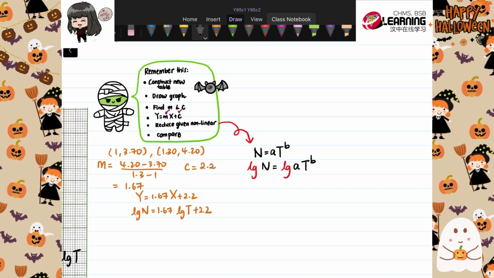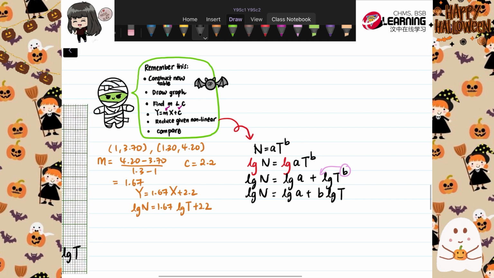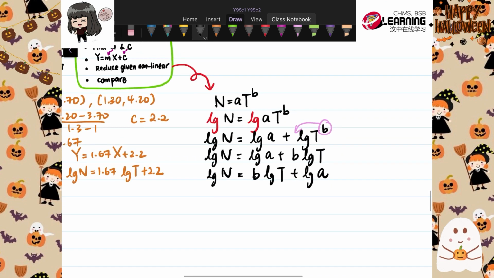Remember this or not? Okay, so log n equals, this one I break it into plus, and then I bring down the b. So b lg t. Okay, and then I exchange the place like this for you to see easily.